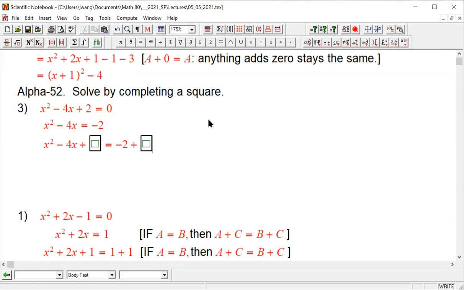Don't be shy, just take your time. You have to figure out what number to add on both sides to make that a perfect square. You get more time.